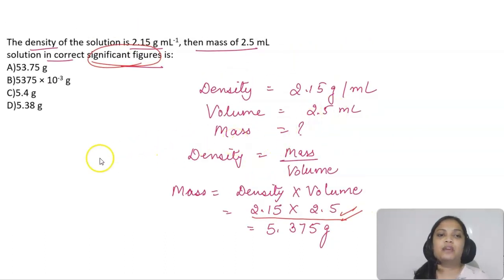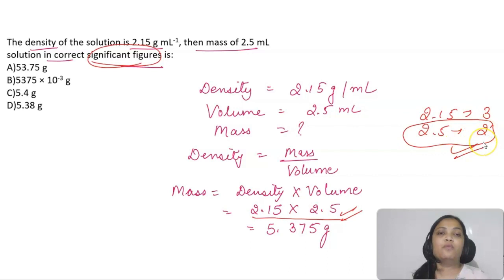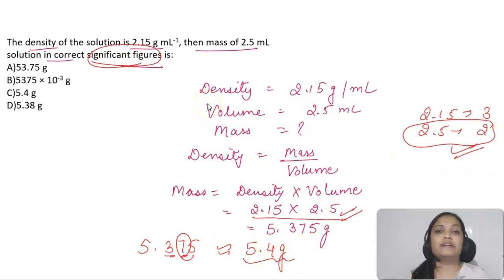Here there are two numbers, 2.15 and 2.5. 2.15 has how many significant figures? 3. And 2.5 has 2. So my answer will not have more than 2 significant figures. So I have to round off 5.375. The 7 is there now, so it is greater than 5, and it will be rounded off to 5.4 grams. So the answer according to the correct significant figures is going to be 5.4 grams, which is your option C.